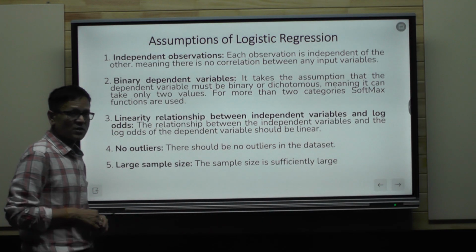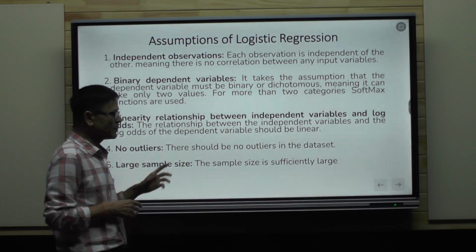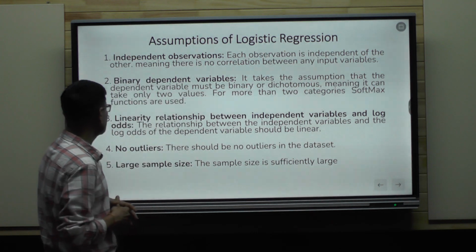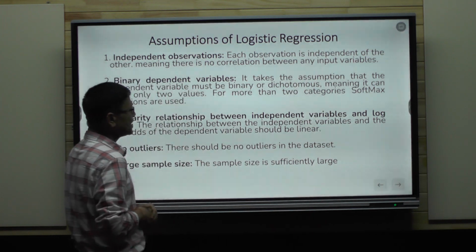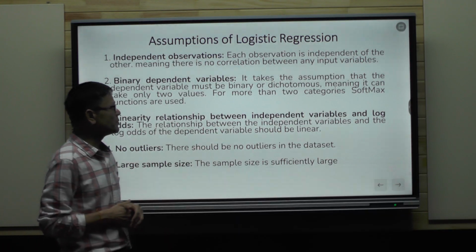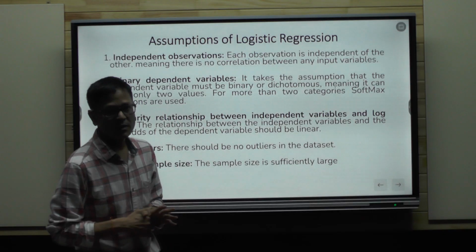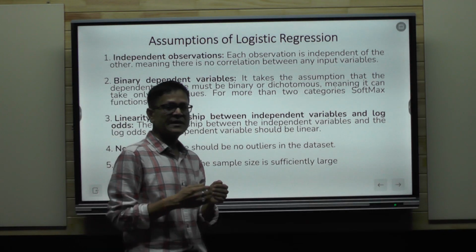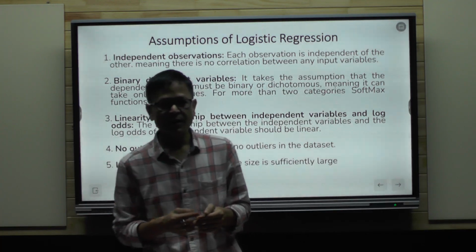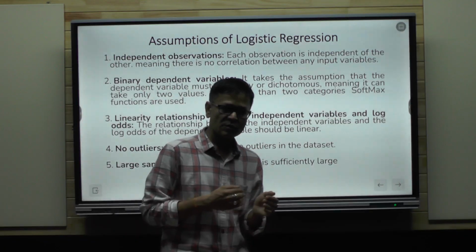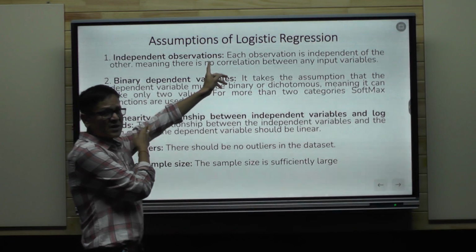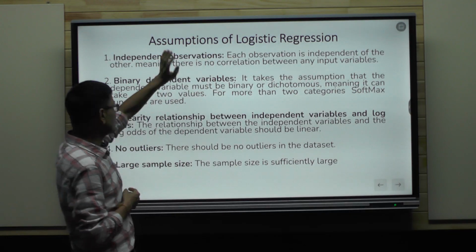So, assumptions of logistic regression. After completing this, our foundation base is clear. Each observation is independent of the other, meaning there is no correlation between any input variable. So the first data point or the first record in the data set is independent of the second. Each observation which you made for a certain feature is independent of the other.